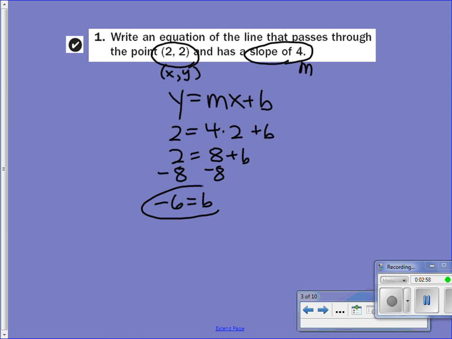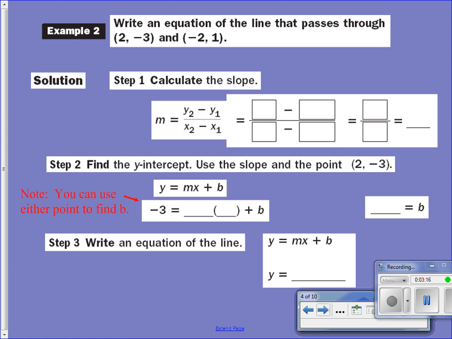And b equals -6. I have my slope, I have my y-intercept, and I just need to plug them in. Here's my answer. The equation y = 4x - 6 has a slope of 4, and will have the ordered pair (2, 2). There we go.